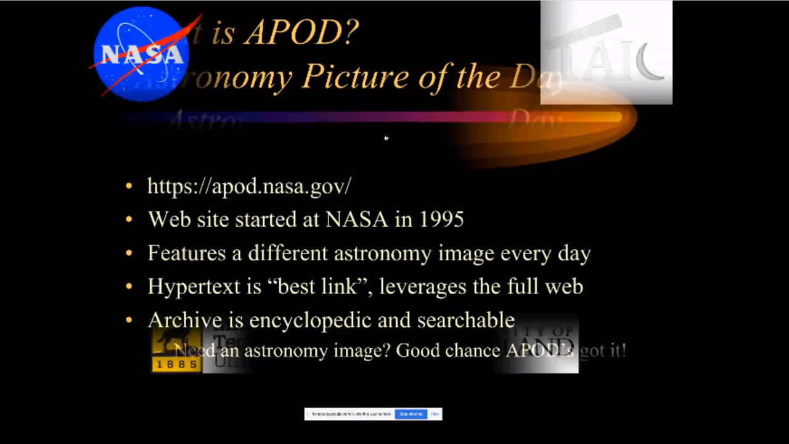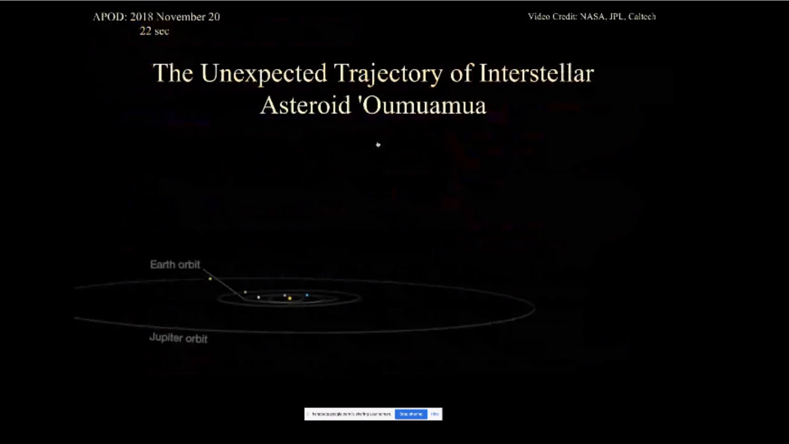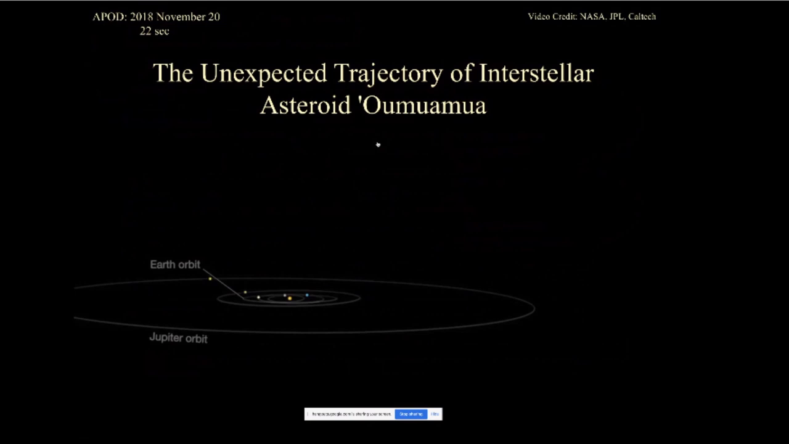We didn't have the ability to identify them until recently with computer searches, finding them and being able to track them with enough images to determine their orbit.